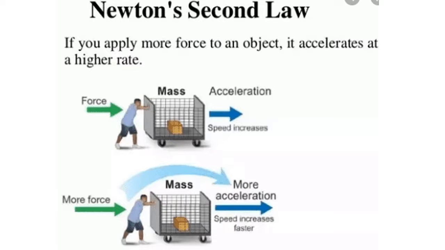This is an example of Newton's second law of motion. As you can see, the mass is constant, and when you push this trolley with less force, it will accelerate less, and if greater force is applied, it will accelerate more.